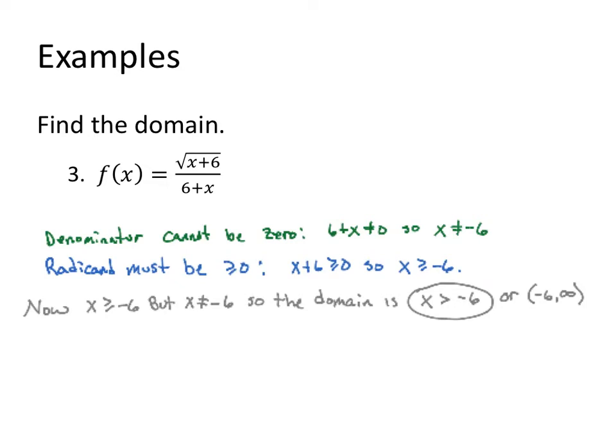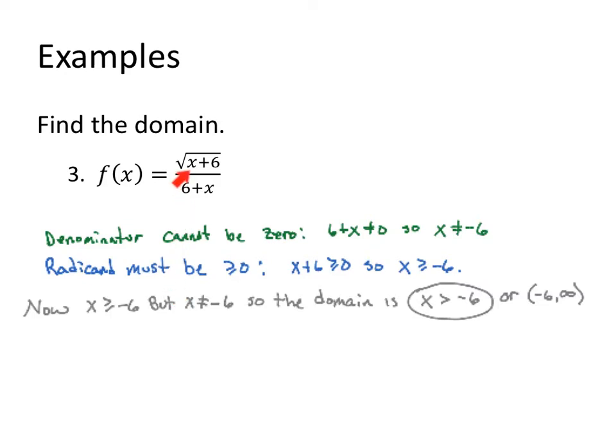Last example, find the domain of f of x equals the square root of x plus 6 all over 6 plus x. Let's look at this in two parts. First of all, we know our denominator cannot be 0. So 6 plus x cannot be 0. Subtract 6 from both sides. X can't be negative 6. So we have to leave that one out because the denominator can't be 0.